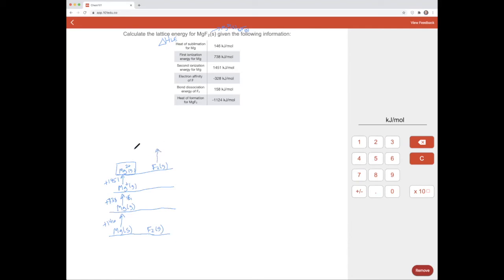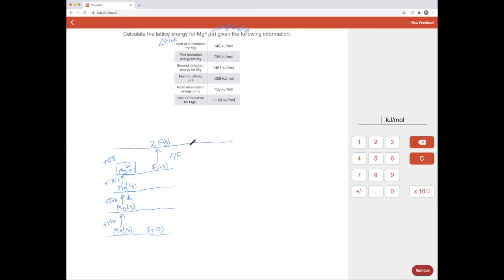What I need to do is break that fluorine-fluorine bond, the single bond connecting the 2 fluorines. That is the bond dissociation energy of F2, which is 158, so that's going to be a plus 158 right there. It gives me 2 fluorine atoms in the gaseous phase, so I'm going to move this line over.